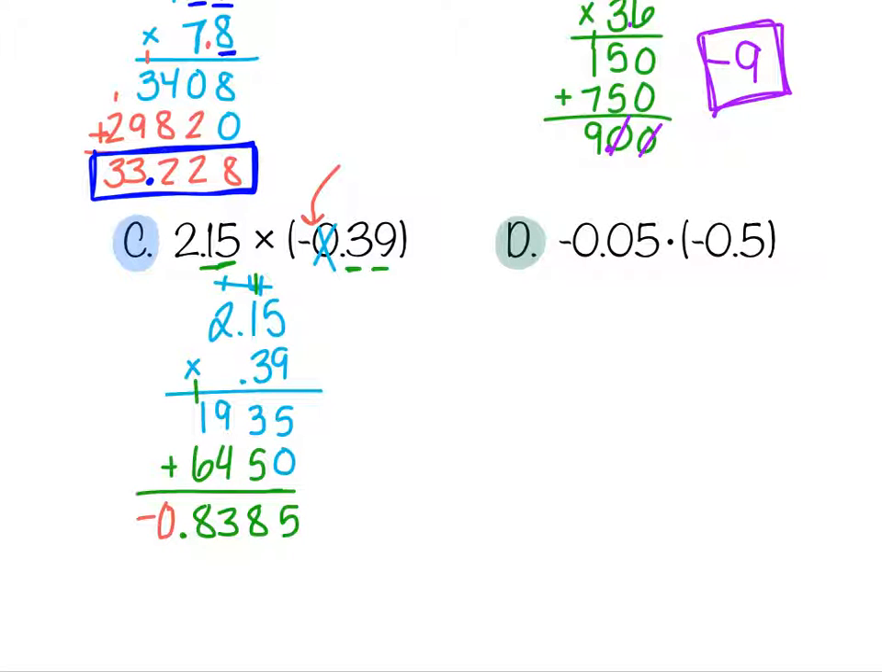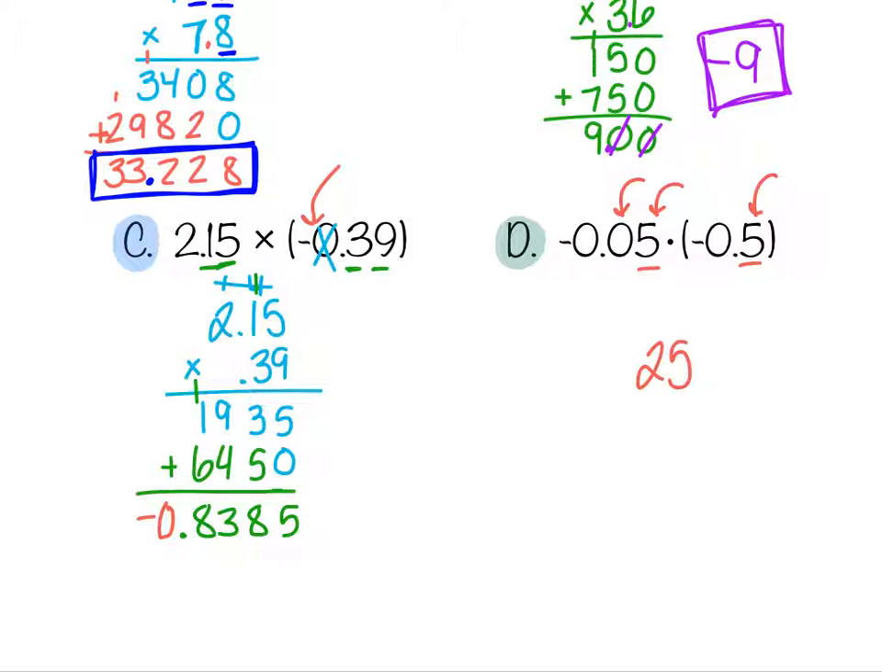In example D, this one's actually pretty easy. I only see a 5 and a 5. The other numbers are just zeros. So 5 times 5 is 25. And then we have 1, 2, and 3 decimal places. And we only have 2 digits.